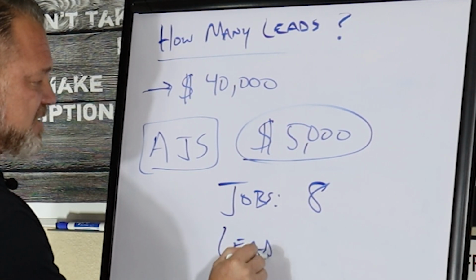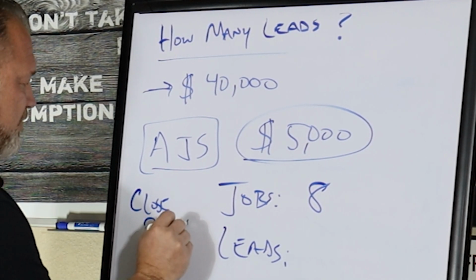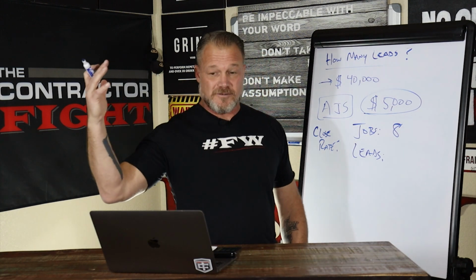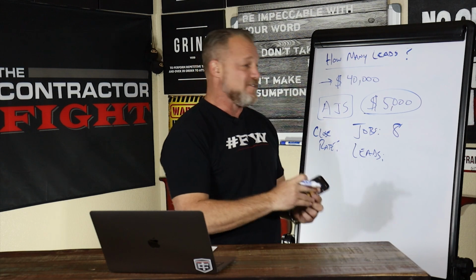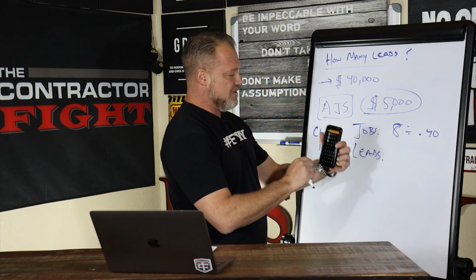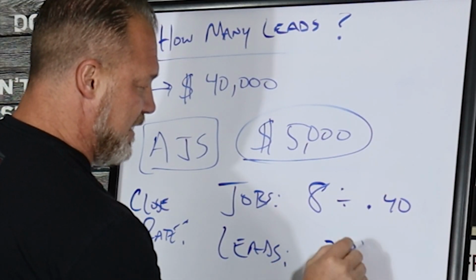This is where we figure out the leads portion, guys. You need to know what your closing rate is. So for every 10 leads that come in, how many jobs are you actually selling? Let's say you sell 4 out of 10. You get 10 phone calls or submissions on your website or whatever, and when it all shakes out, you sell 40% of them. You simply take the 8 jobs that you need and divide it by 40%. So 8 divided by 0.40, you need 20 leads. That's what you need in order to hit your break-even point.